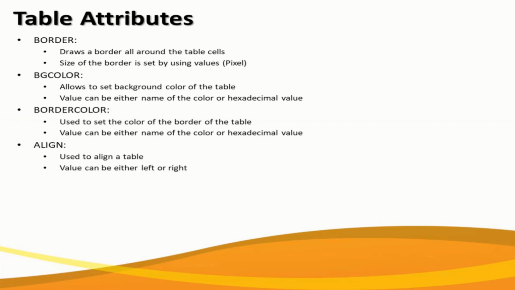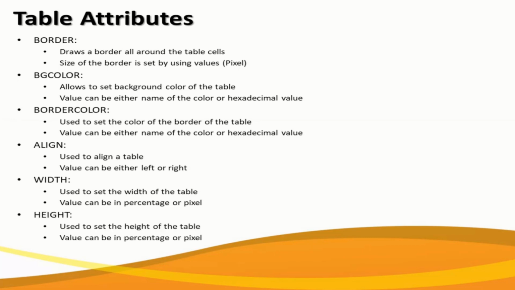The fourth one is the align attribute. This attribute is used to align a table to the left or right of the page. The default alignment of a table is left. The fifth one is the width attribute. This attribute is used to set the width of the table. The value can be either an absolute width or a percentage of the document width. And the final one is the height attribute. It is used to set the height of the table. The value can be either a pixel value or a percentage.